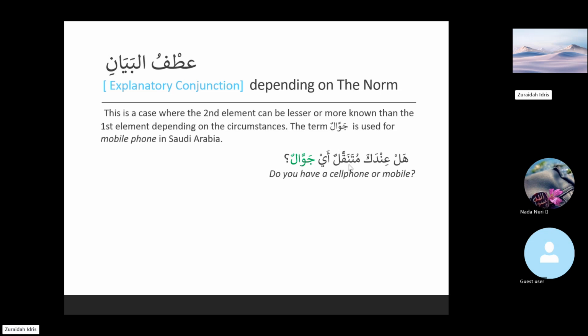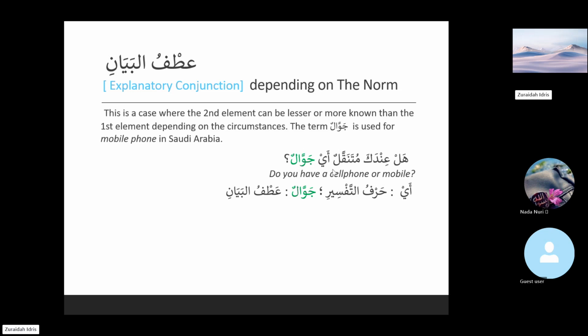So here, I learned two new words when I did this, which was mutanakkalun. Are you familiar with this, and all these words? And jawalun. So these are the words we use to say cell phone or mobile. So the word jawalun, I'm told that it's used in Saudi Arabia. This is what they use. This is the term jawalun, means a mobile phone. So in that case, this is the better known. So this would be your bayan, and you would use it in this way.